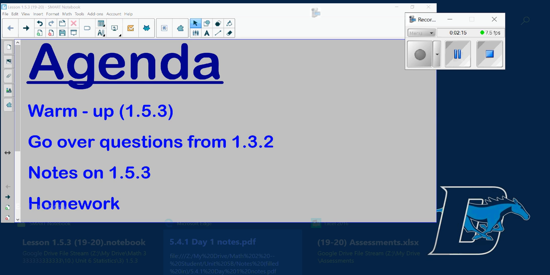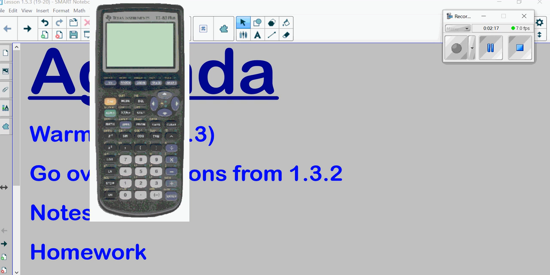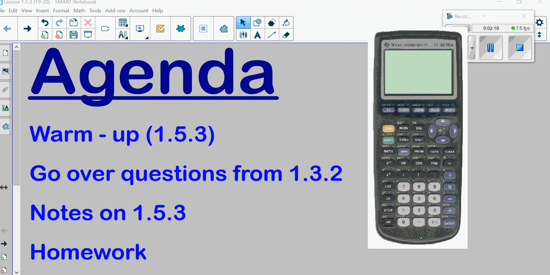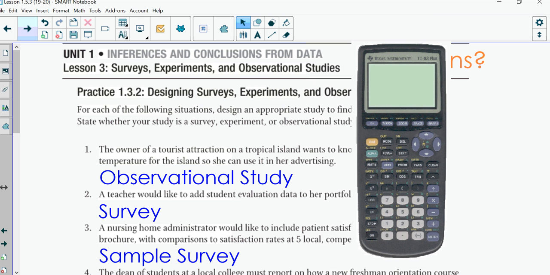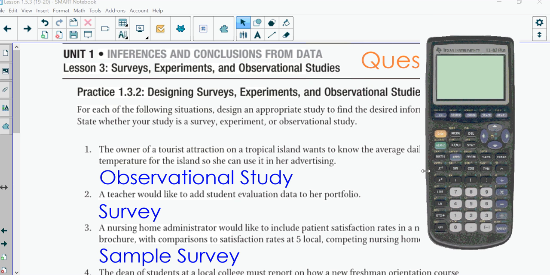There we go. Okay, I do have a calculator here. We will need it for the first couple of examples, so if you want to pause and get that out, that would be appreciated. I want to go through real quick just the homework from the previous night.